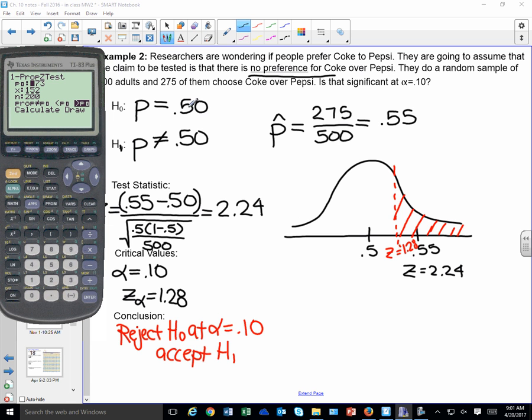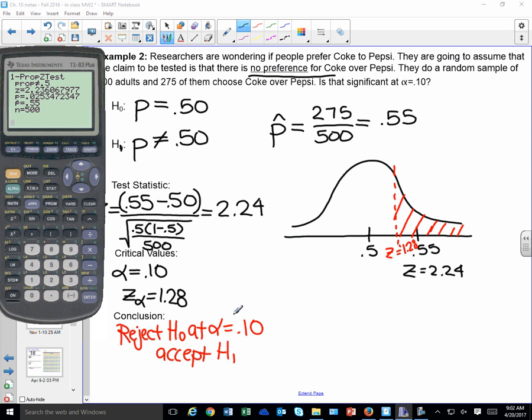Here our p sub 0, so our null hypothesis is 0.5, x is 275, and n is 500. The alternative here was not equal to, right? And then we're going to calculate. All right, so we get our z here, the 2.24. It gives us a p-value of 0.025, which we didn't calculate the p-value here, but we could use this p-value to compare to alpha. Alpha is 0.10. Our p-value is 0.025, which is much smaller than alpha, so we would reject the null hypothesis, right?